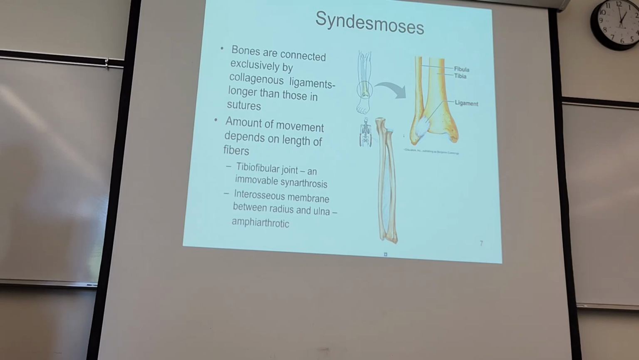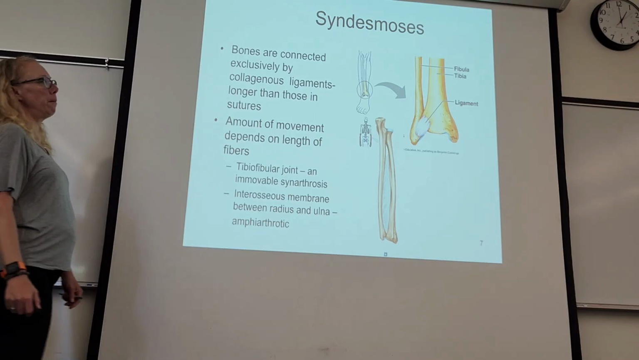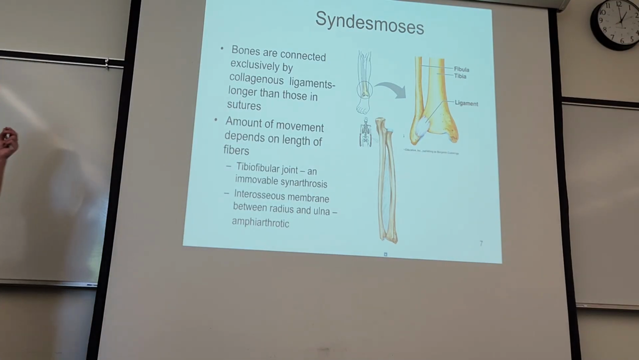So as far as the syndesmoses are concerned, you've got bones connected with a small amount of collagen protein fibers. And these are longer than sutures, so sutures are like short structures that connect the flat bones of the skull together. Syndesmoses have a little bit more length to them based on the bones that they're connecting to.